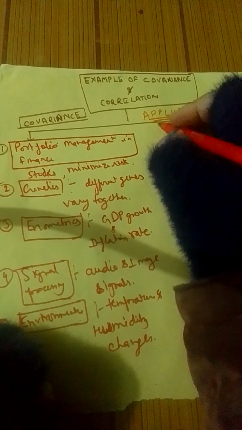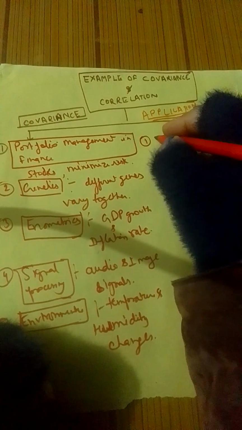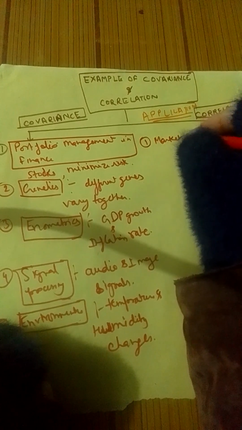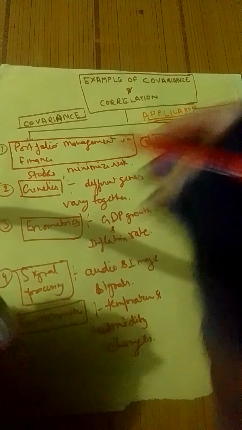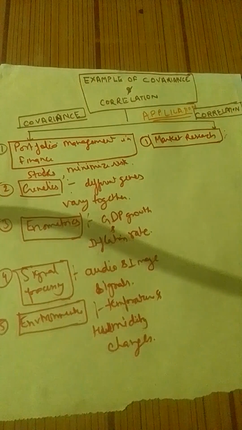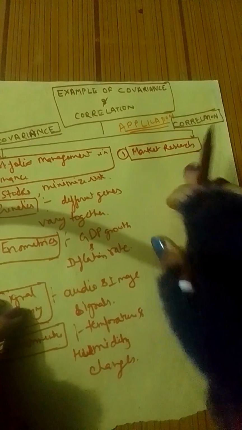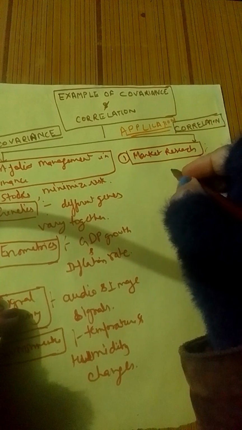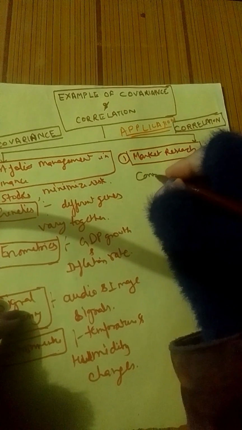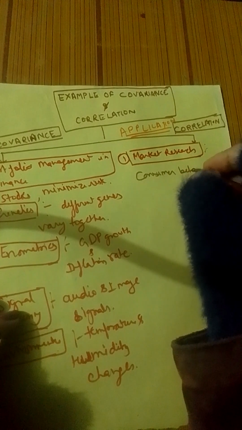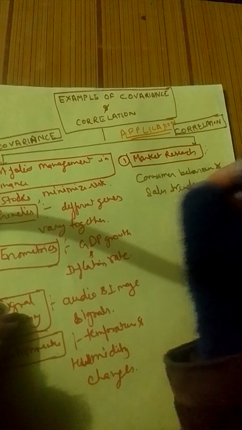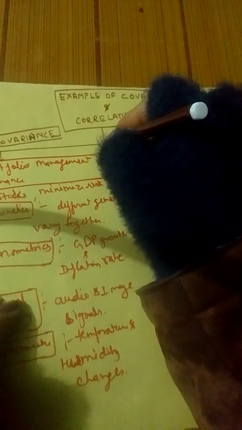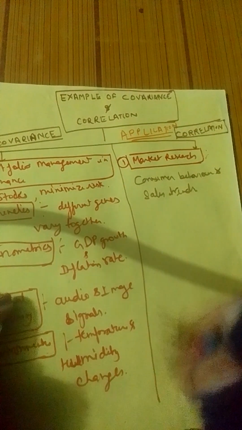Now in correlation, what do we do? Market research. What is market research? How is correlation used? Consumer behavior and sales trends.